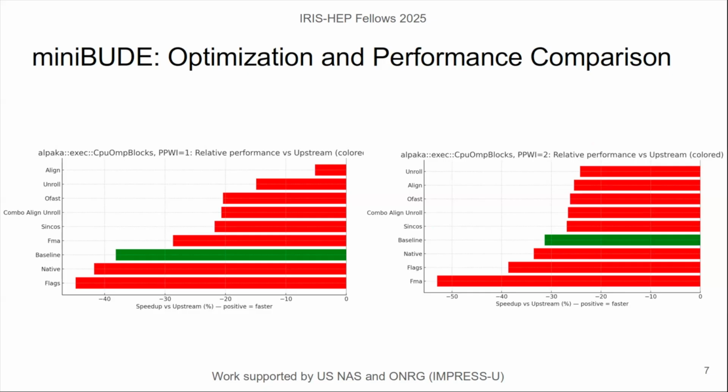Here is the performance comparison of the different kernel variants relative to the upstream version. I implemented several optimization strategies: memory alignment, loop unrolling, FMA, and full vectorization in course or fast. You can see it on the plot, and some of them give us performance improvements, and some of them do not.